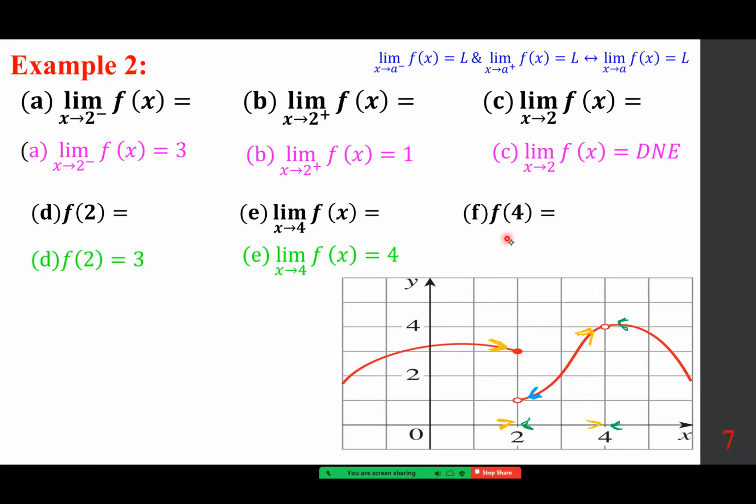Now, what is f of 4? I'm looking for a solid point. I don't find any. It's not given to me. Undefined.